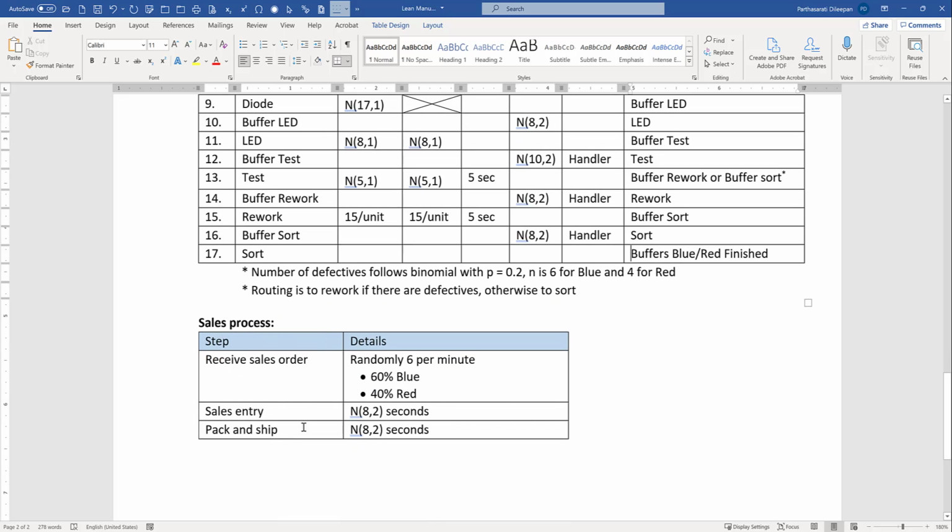And then the order process, you get orders randomly, 6 per minute. Okay, 60% are orders for blue boards, 40% for red boards. Okay, sales entry takes that much time, and packing and shipping. And here is where you're going to match up the order with the finished parts. Yeah, and then it goes out.